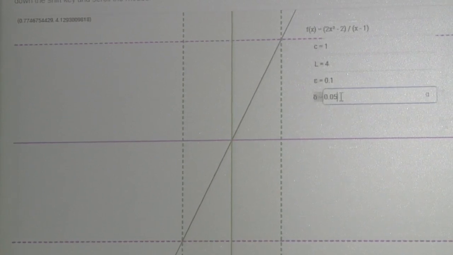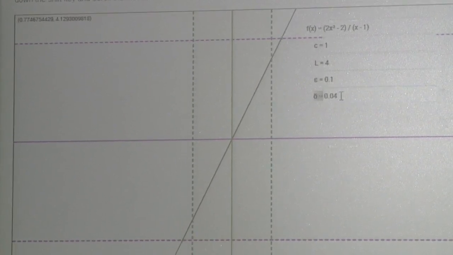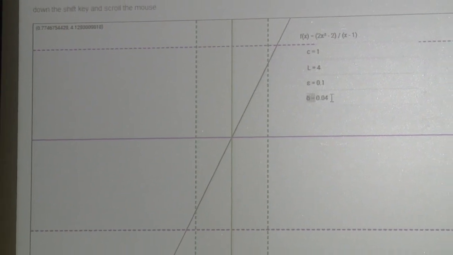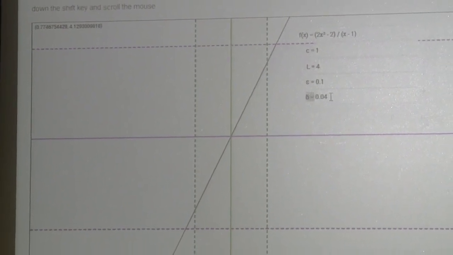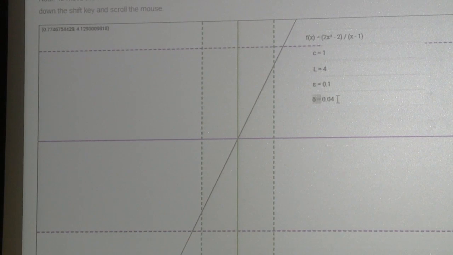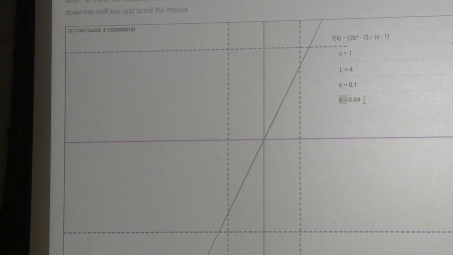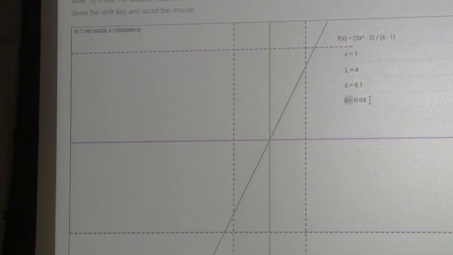So if I make it 0.04, you can see now we make it with room to spare. All you need to find is one delta that works, no matter what epsilon the person on the street picks.